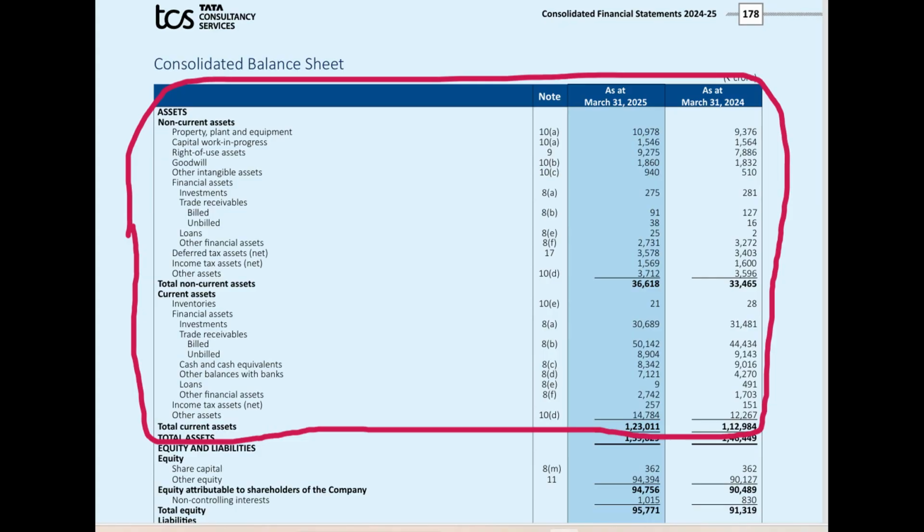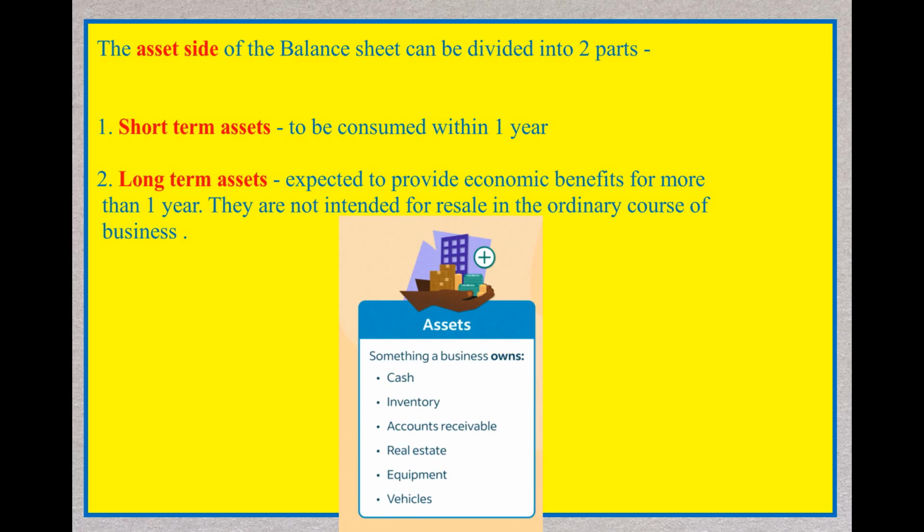Assets are resources owned by a business that hold value. They are listed on the left hand side of the balance sheet, and it includes everything that the company owns like building, inventory, cash, short-term investments. The balance sheet of a company can be divided into two parts: current assets, which can be converted into cash within 1 year, as well as long-term assets, also known as non-current assets.